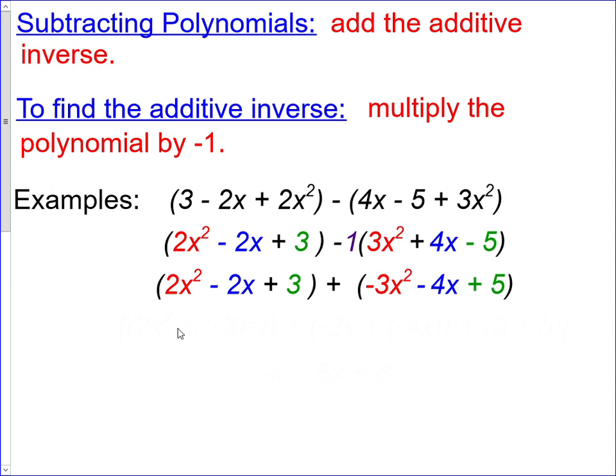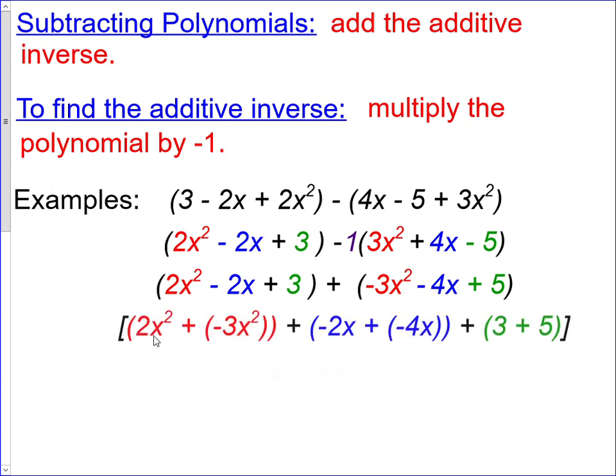We're going to use a horizontal method. So we have 2x squared plus a negative 3x squared, and we have a negative 2x plus a negative 4x, added to a 3 plus 5. When we combine these, we're going to end up with negative x squared minus 6x plus 8.